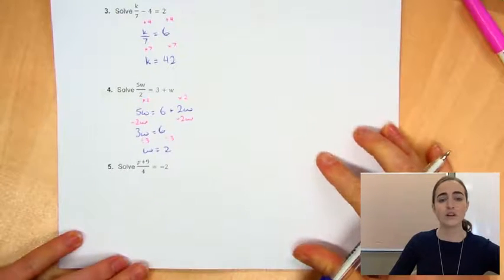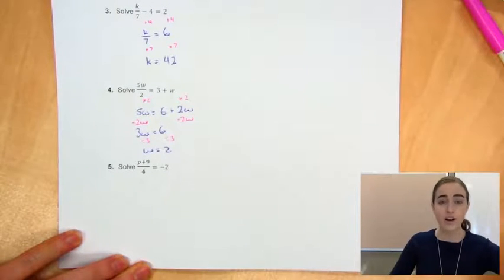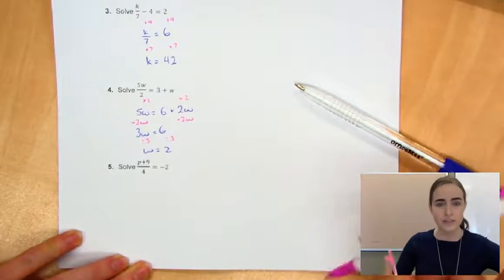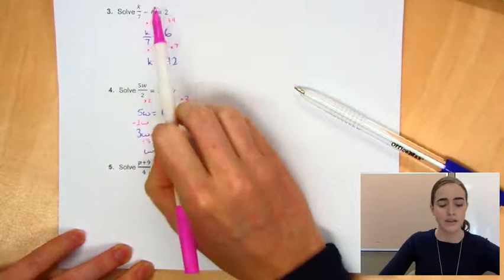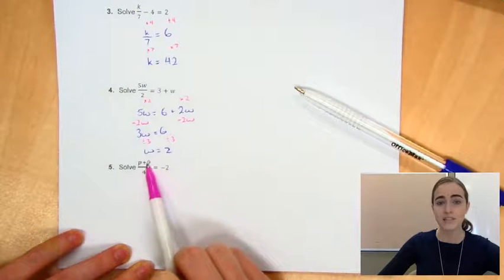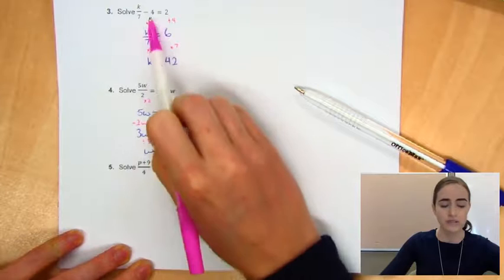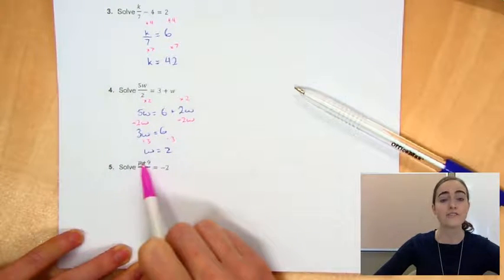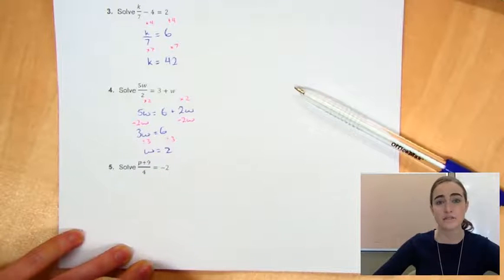We've got one last example. So we've got solve p plus 9 all over 4 is equal to minus 2. So again, this one's a little bit different to up here. That minus 4 was not part of our fraction, whereas this plus 9 is. So when the minus 4 was separate, we got rid of that first. When the 9 is part of the fraction, we're actually going to get rid of the denominator first.